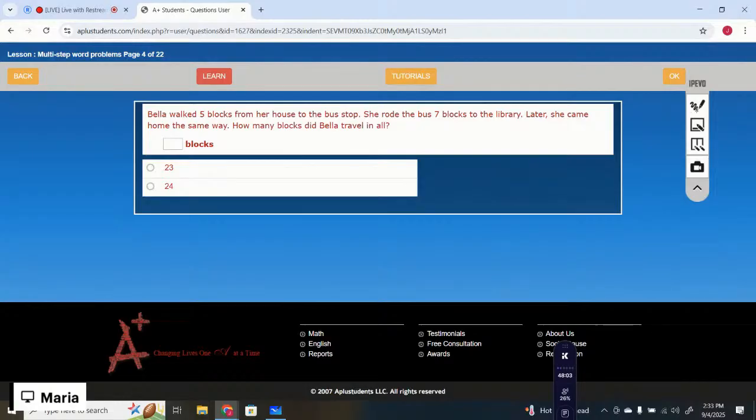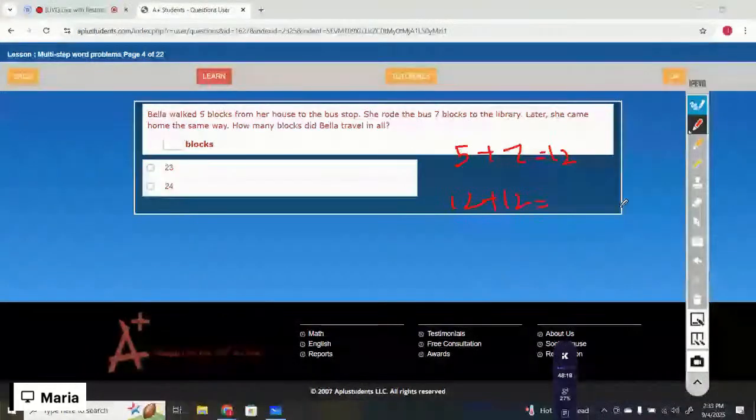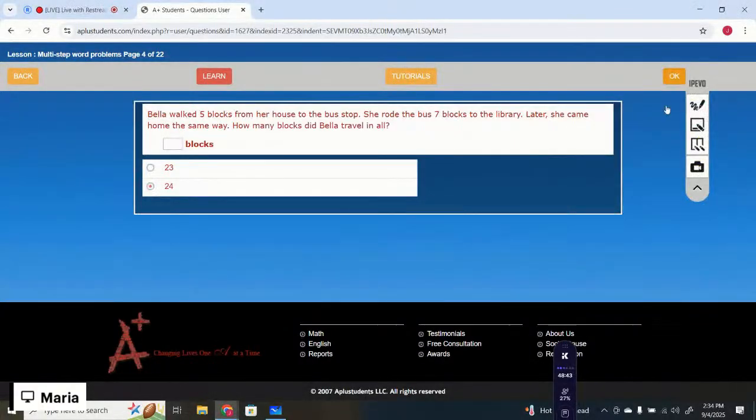Bella walked 5 blocks from her house to the bus stop. She rode the bus 7 blocks to the library. 5 plus 7. Later she came home the same way. So 12, and when she came back, that is 12 plus 12. That is 24. Option number 2 is the correct option.